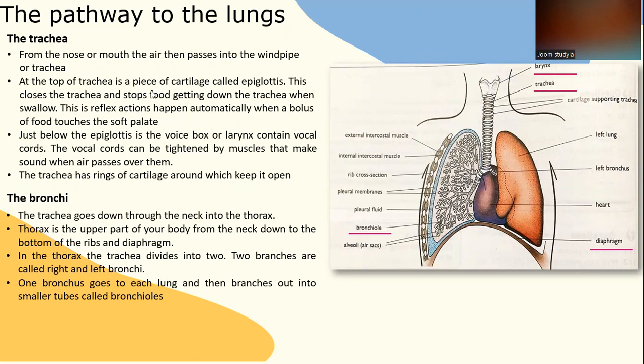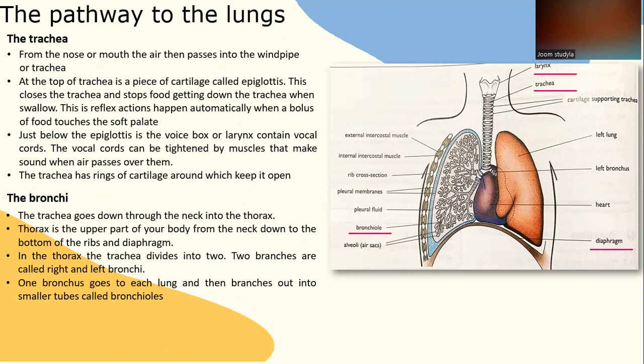At the top of the trachea is a piece of cartilage called the epiglottis. This closes the trachea and stops food getting down the trachea when we swallow. This is a reflex action that happens automatically when a bolus of food touches the soft palate. Just below the epiglottis is the voice box, or larynx, containing the vocal cords. The vocal cords can be tightened by muscles to make sounds when air passes over them. The trachea has rings of cartilage around it which keep it open.